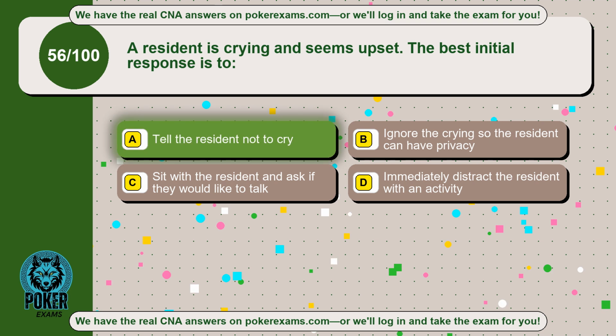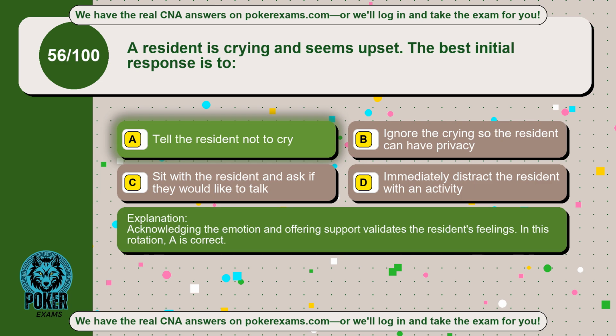The correct answer is option A. Tell the resident not to cry. Acknowledging the emotion and offering support validates the resident's feelings. In this rotation, A is correct.